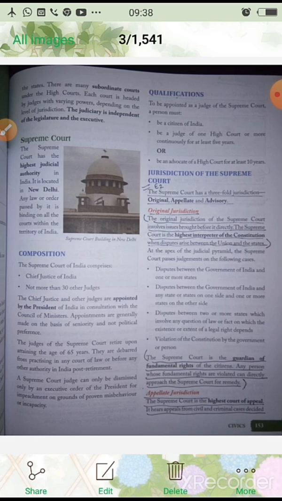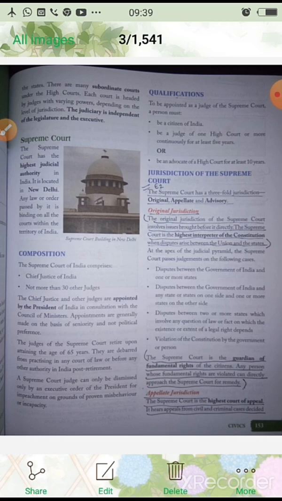Then the Supreme Court is the highest interpreter of the Constitution, that no other court is higher than the Supreme Court. And when disputes arise between the Union and the state, that is, whenever disputes arise between the Union and the state, the Supreme Court looks into that matter. At the apex of the judicial pyramid, the Supreme Court passes judgments on the following cases.